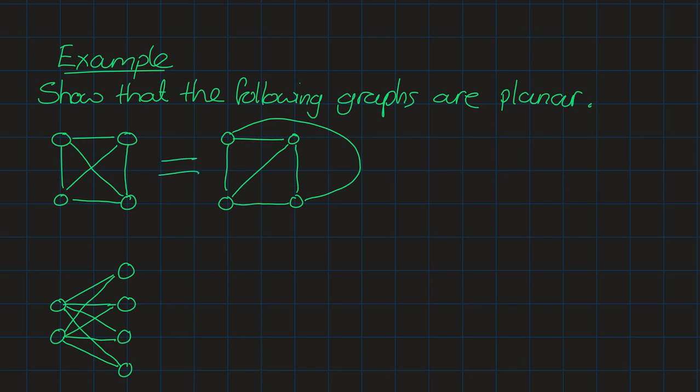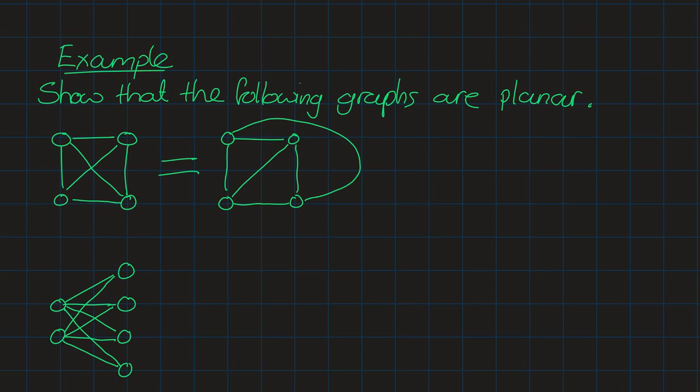And these two, they're the same. They're isomorphic graphs. But on the right, there are no more edge crossings. You notice that on the left, there was an edge crossing, but on the right, there is no edge crossing. And that shows that the graph is planar, because I can draw it without edge crossings. Let's move on to the second one.